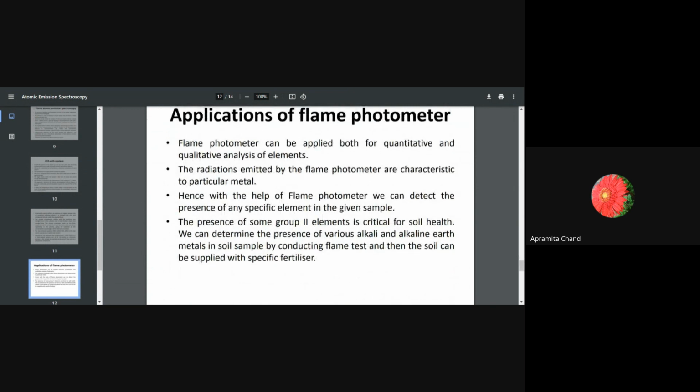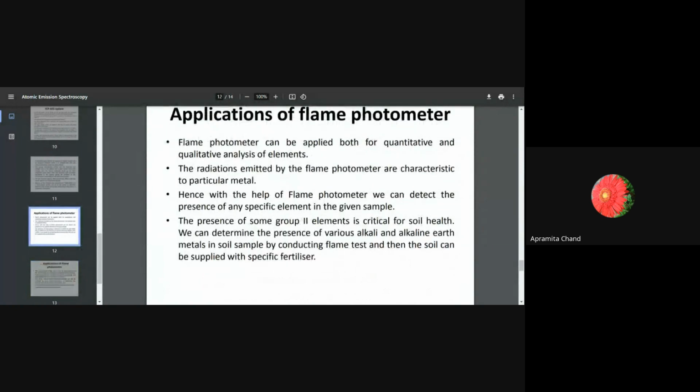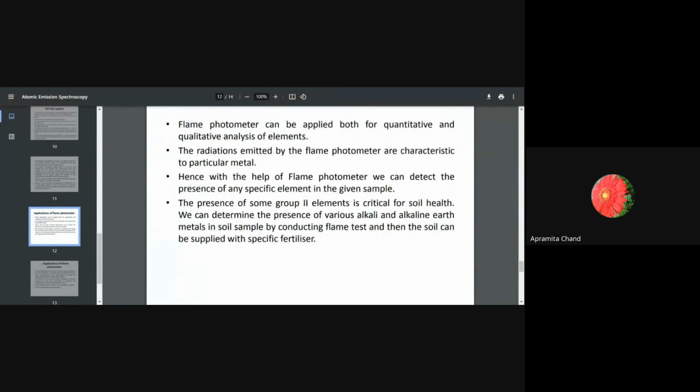We have already seen what the applications of flame photometry are. They can be used for quantitative and qualitative analysis, and they are characteristic to the particular metal. And with this, we can detect the presence of any specific element in the given sample as well. This is critical for soil health. So for the flame test also, we can take some soil sample and we can determine the presence of various alkali and alkaline earth metals, and if any deficiency is there, then the soil can be supplied with specific fertilizer.